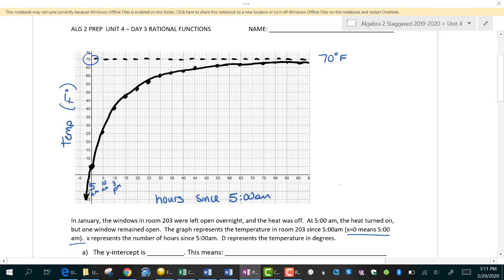And also note that it says that one of the windows remains open. So while it gets closer and closer to that 70 degrees Fahrenheit, we don't ever actually reach 70 degrees Fahrenheit.